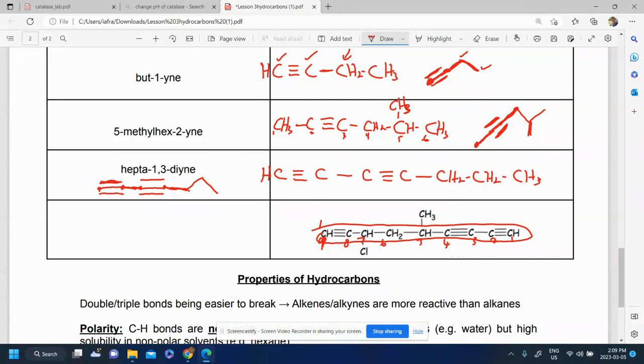Let's go ahead and list our substituents. So at carbon number 7, we have chloro. I'm listing them in alphabetical order here. So 7 chloro. And then 1, 2, 3, 4, 5 methyl. And there's 9 carbons, so it's a nona. And then the triple bonds are at carbon number 1, 3, and 8. 1, 3, 8, tri-yne. And that would be your name for this molecule here.